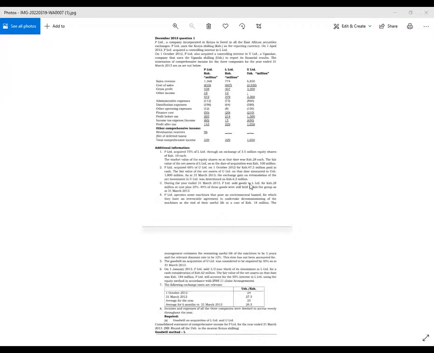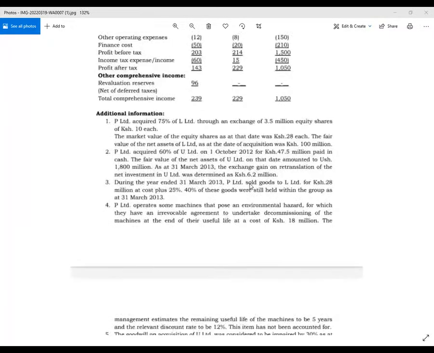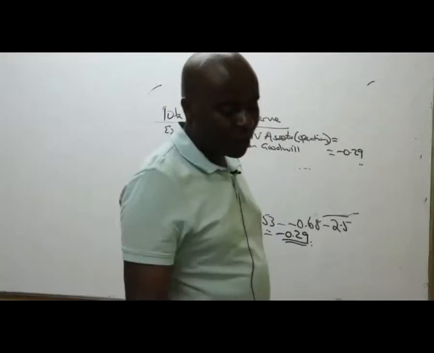In note number 2, we are told P Limited acquired 60% of U Limited on 1st October 2012 for Kenya shillings 47.5 million in cash. The fair value of the net assets of U Limited on that date amounted to Uganda shillings 1,800 million. As of 1st March 2013, the exchange gain on retranslation of the net investments in U Limited was determined as Kenya shillings 6.2 million. So this is 6.2 million like this.